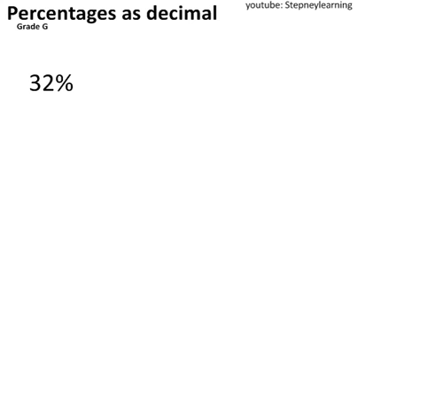Hi, in this lesson we will be looking at how we write percentages as decimals. This is grade G work. So for the very first question, why don't we convert 32% or write 32% as a decimal? Well, 32% means 32 out of 100, which can be written like this. So it's 32 out of 100, or it means it's 32 divided by 100.